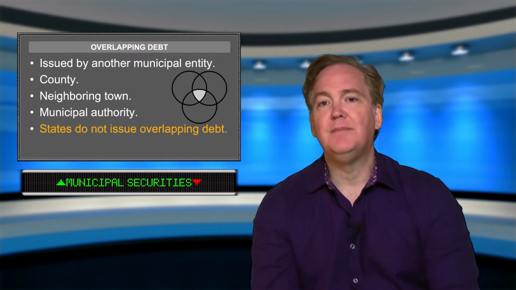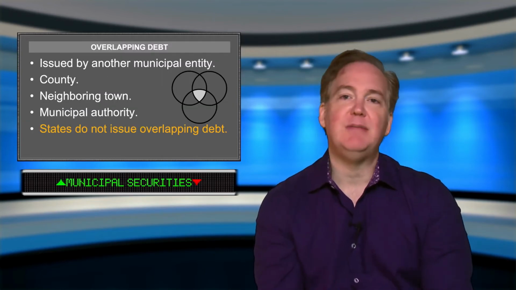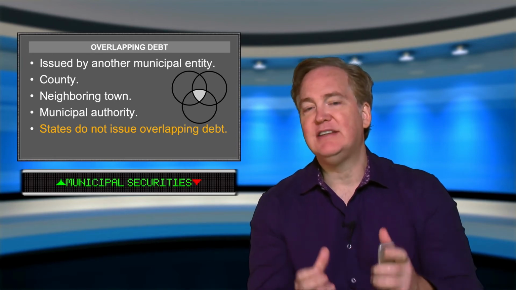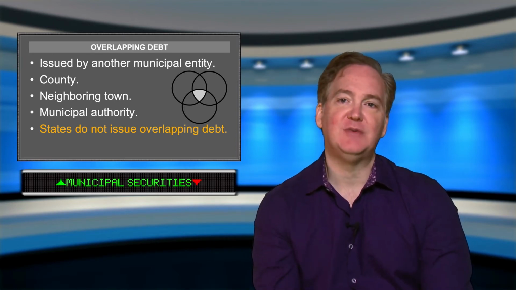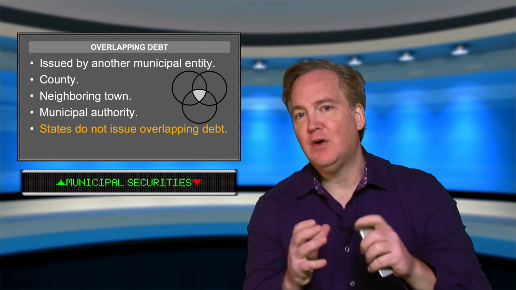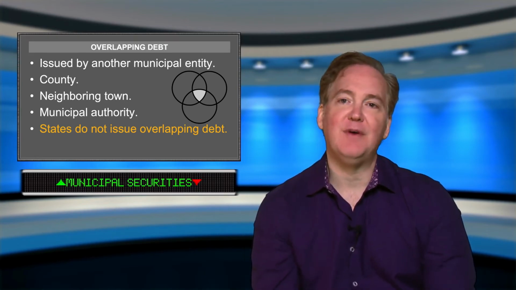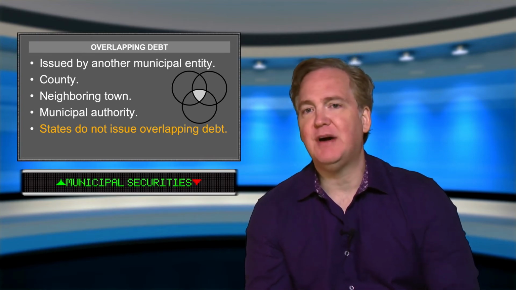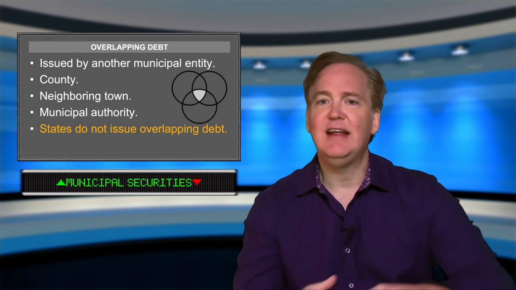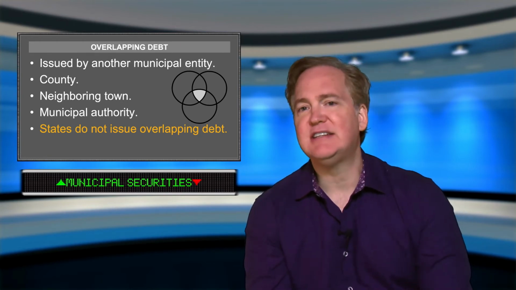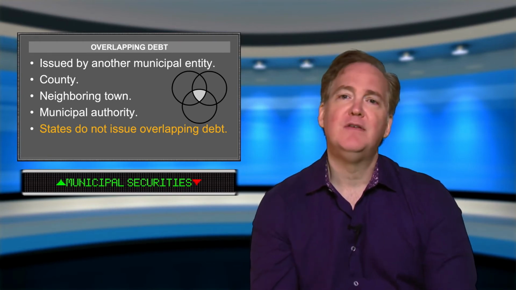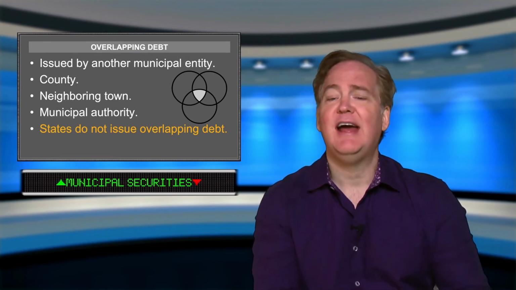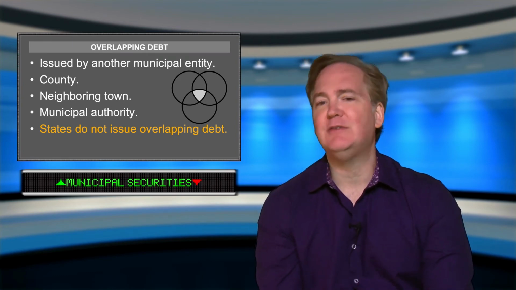Now, municipal bonds may be issued by another entity, and they draw on the same source of tax revenue. And this is known as overlapping debt. Overlapping debt is debt that has been issued by another entity, yet draws on the same tax revenue from a nearby town or perhaps a town within a county.